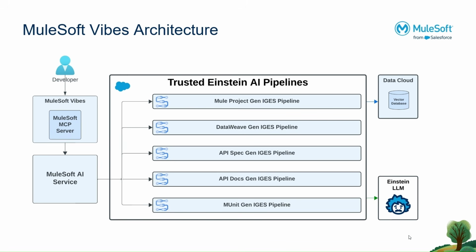Okay. Next step is the flow generation. This is the core step of the IGES pipeline. This step leverages the Einstein LLM model to generate the XML code based on the context and the examples which we have provided. And then the last step is post processing and validation to ensure that the code is syntactically correct and valid connector operations are used.